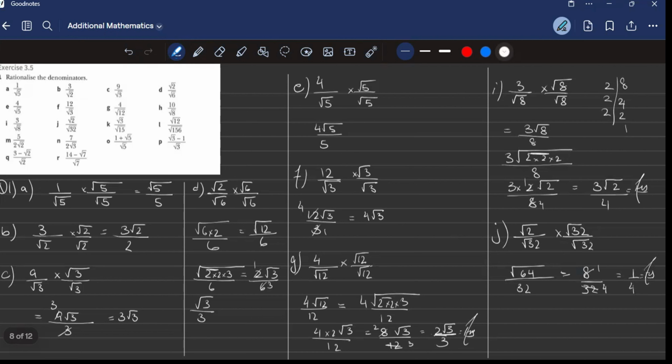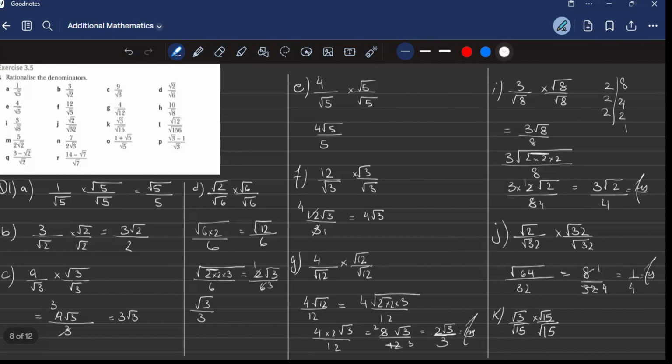That's our first answer in which we have a rational value to denote. So part J, and then we go on to part K. Under root 3 divided by under root 15, multiplied by under root 15 divided by under root 15.